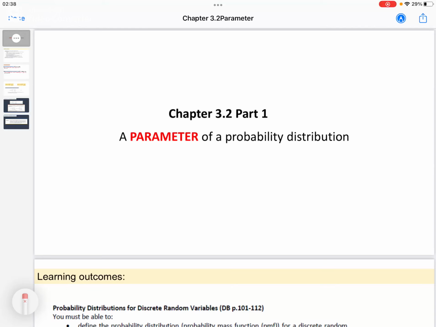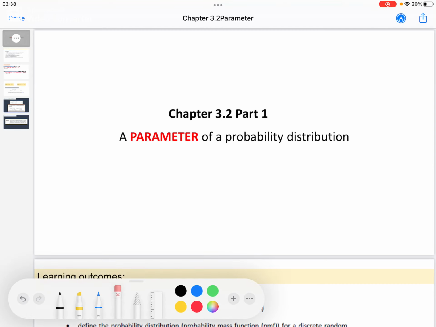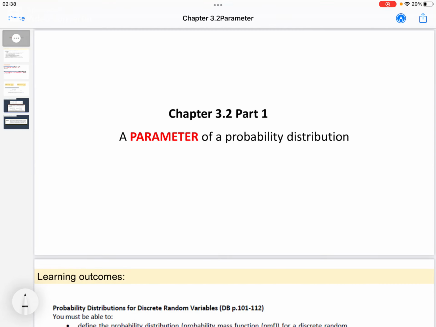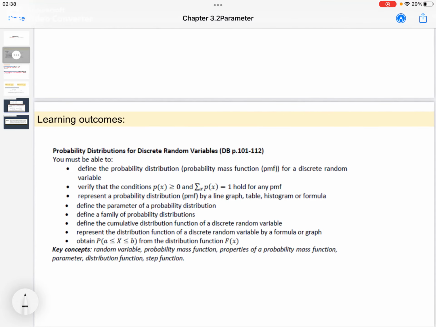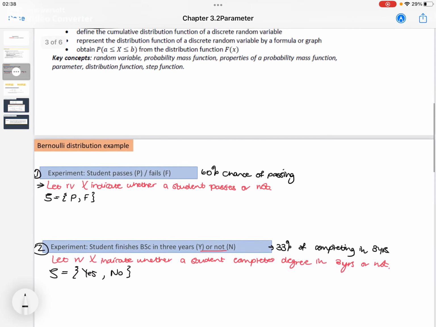In this video, we will be looking at the concept of a parameter of a probability distribution. By the end of this video, you should be able to define what a parameter of a probability distribution is, and you should also be able to define a family of probability distributions.